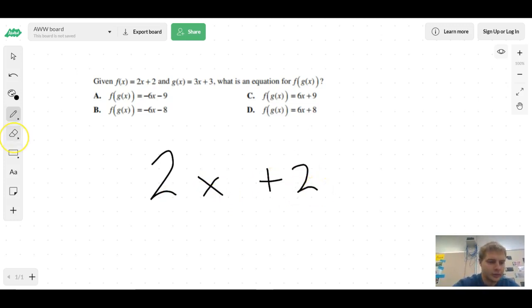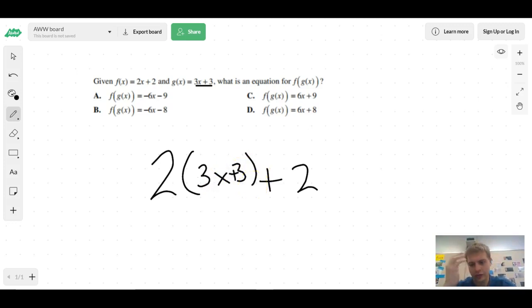But really, we're going to replace this x with the function g. So really, I don't want that x right there. We're going to take g and plug it in for x. My function g is 3x plus 3, so I'm going to plug that in for x.